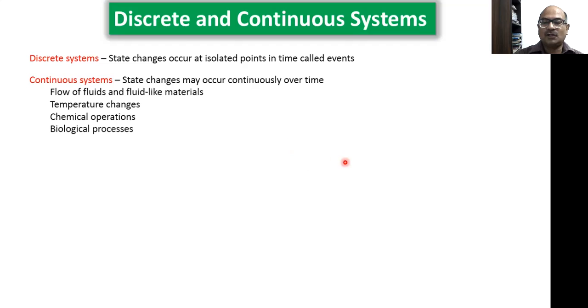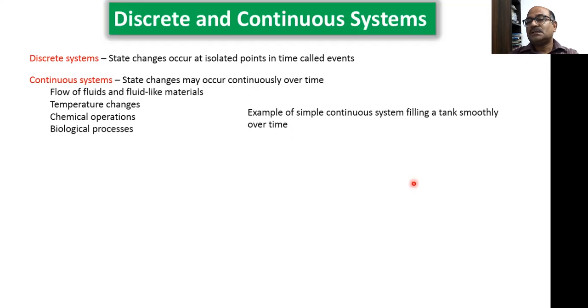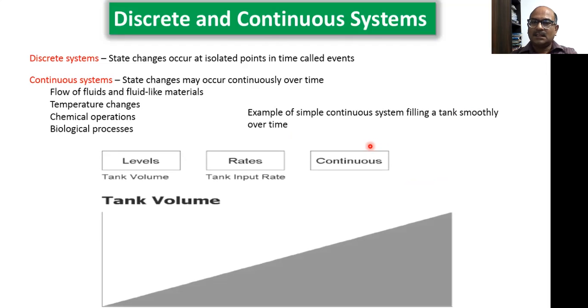temperature changes, chemical operations, and biological processes. All these can be referred to as continuous systems. An example of a simple continuous system is filling a tank smoothly over a period of time. If there is a pump filling the tank with a continuous flow of liquid, then that can be considered a continuous system, like this.